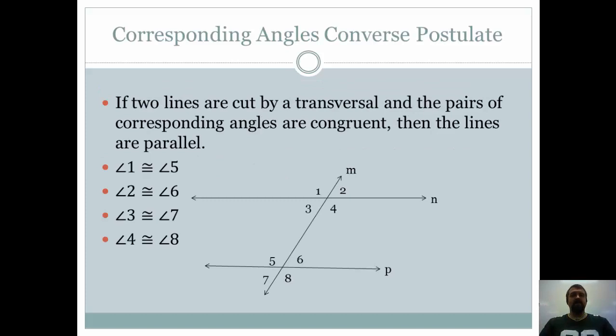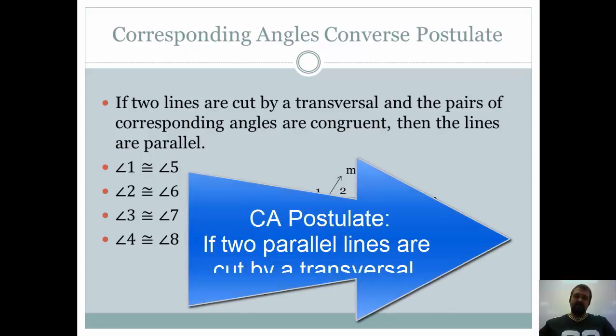The first one is the corresponding angles converse postulate. If you remember the corresponding angles postulate, it said if two lines are parallel and cut by a transversal, then, well, if it's the converse, that if part, if two parallel lines are cut by a transversal. So the condition that needs to be met there is parallel lines. So that parallel lines is going to be moving to the then part of my converse.